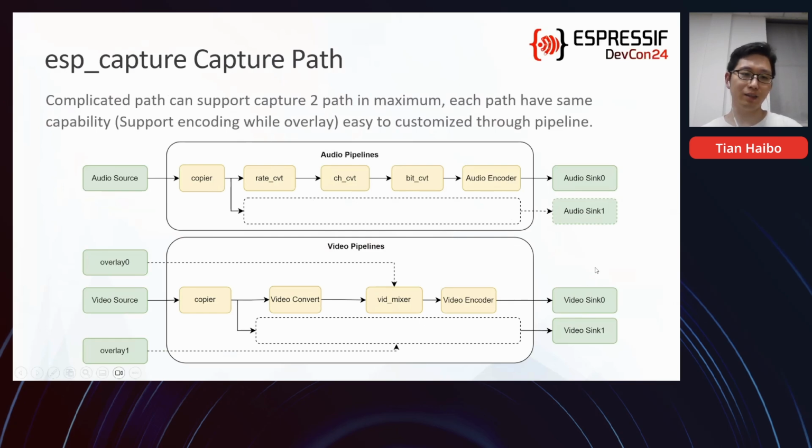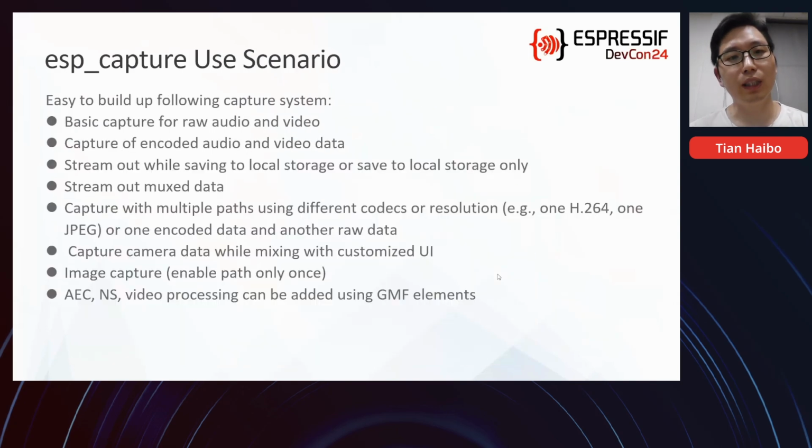Video capture path. In the video capture path, the data can also be separated by a copy and transferred through video convert to change the color or the size. Then it can mix with the user overlays, then be encoded, such as H.264, then output through the video sink.